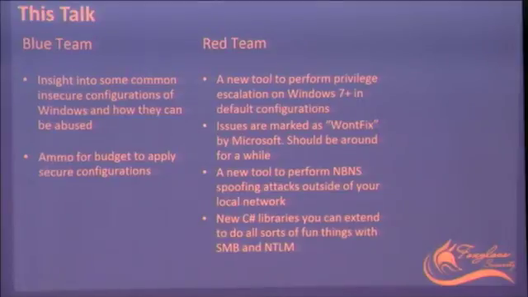For people on the red team, you're going to get a new tool to perform Windows privilege escalation in Windows 7 plus in default configurations. This takes advantage of issues marked as won't fix by Microsoft, so it's probably not going away anytime soon. We're also going to be providing a tool to do NBNS spoofing attacks outside of your broadcast domain. Right now, those sorts of attacks are confined to your local network. It's pretty simple and trivial, but we actually implemented it, and we'll describe how we did it and how it all works. And for those who don't know, we'll actually describe what it is as well.